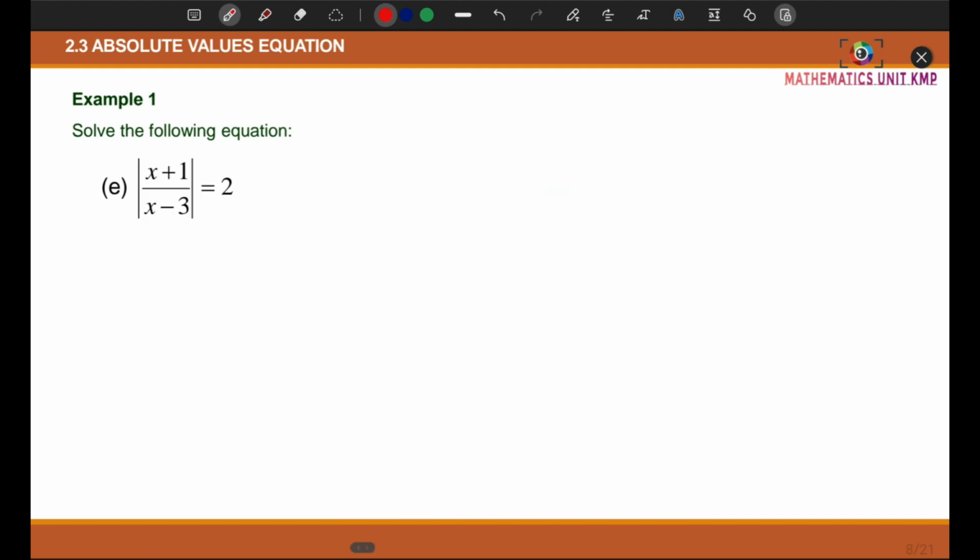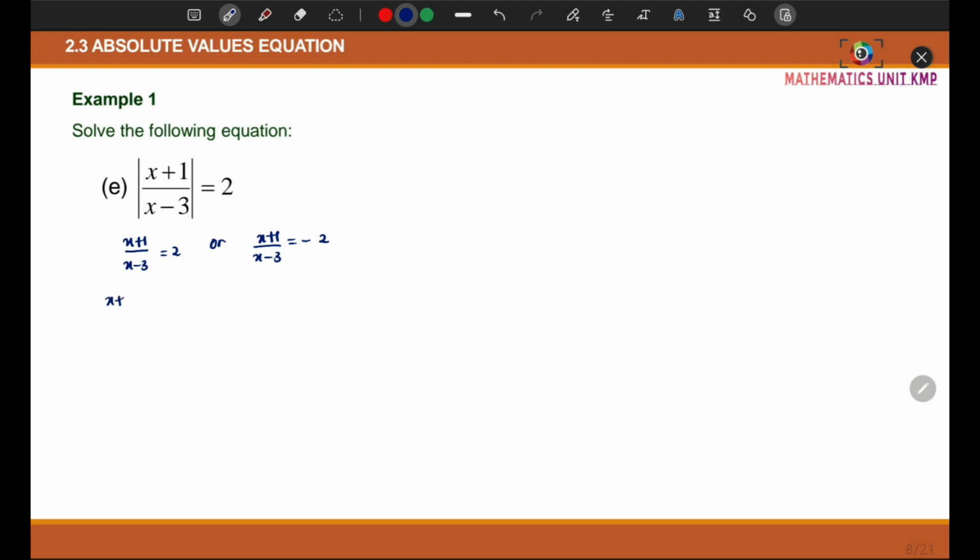Solve the following equation, part E. So we have absolute value of x plus 1 divided by x minus 3 equal to 2. So it's a simple equation, so I will just use the basic definition to solve this. So we have x plus 1 divided by x minus 3 equal to 2, or x plus 1 divided by x minus 3 equal to negative 2. So we will solve these separately.